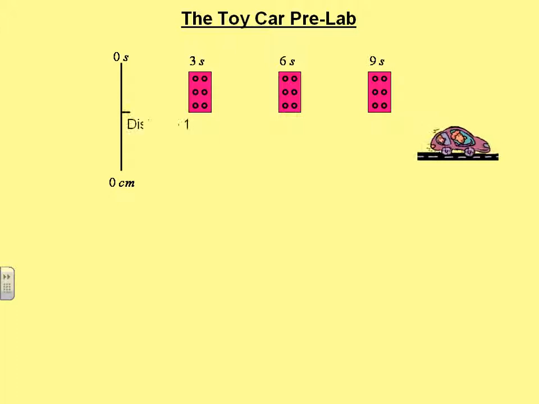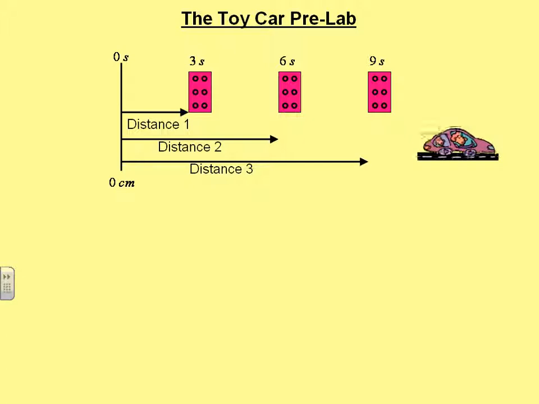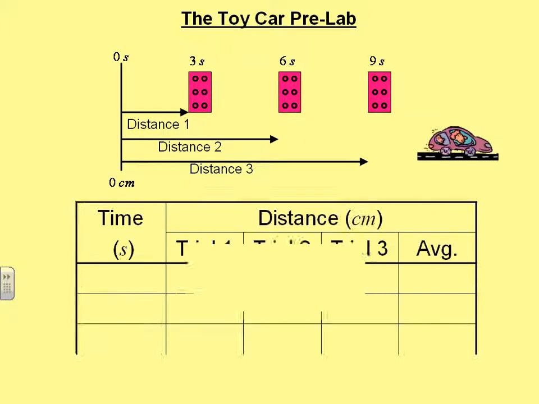So that's the 3-second distance. That's the 6-second distance. That's the 9-second distance. So you'll notice here it's not the distance between blocks. It's how far it has gone from 0. So these distances should be getting bigger and bigger as the car moves further and further. And of course, we'll need to gather up all of these things into a proper physics data table.